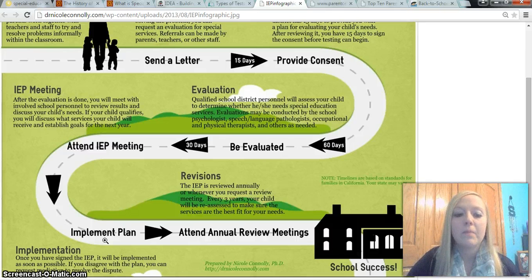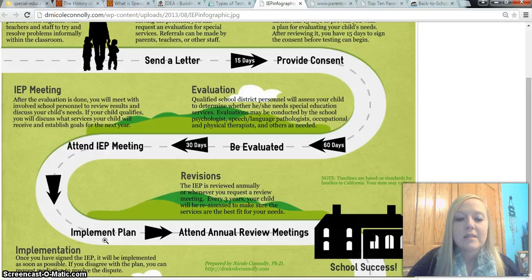And once you sign the IEP, it will be implemented as soon as we sign it. So if you disagree with the plan, this is important. You can request mediation to resolve the problem. So if there's any problems with your child or the plan, we can all get together and sit down and resolve these problems as a whole.